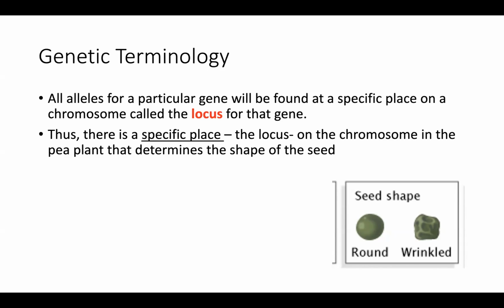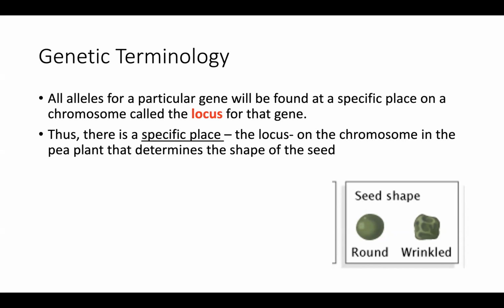The Human Genome Project has elucidated the content of each chromosome, like which genes are found on which chromosomes. The particular place on the chromosome, the location, write down that word: locus. The locus tells us the particular place on the chromosome where we can find this gene. So there is a specific place, which we'll call the locus, on the chromosome in the pea plant that's going to determine the shape of this seed.